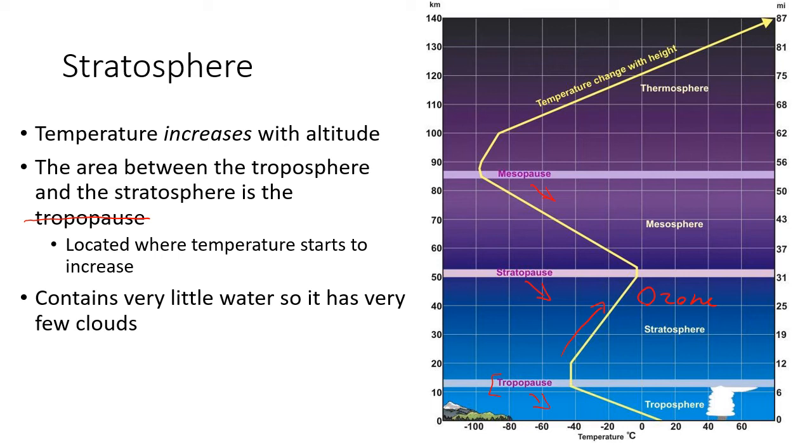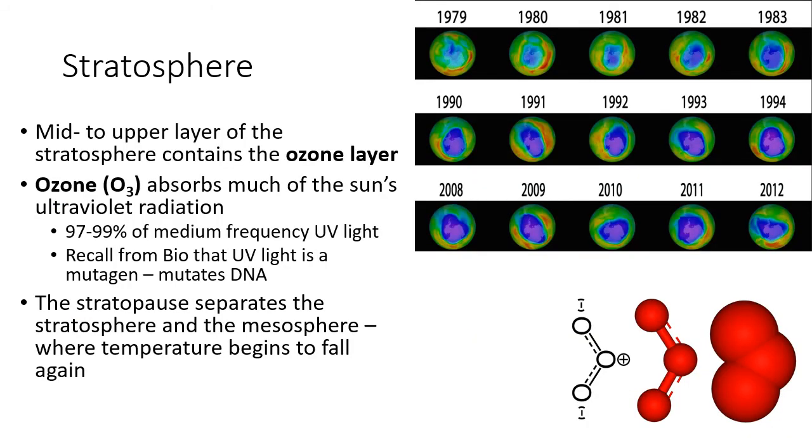There is a little bit of water in the stratosphere. There's going to be a small amount of clouds, very high clouds that are not rain-forming clouds, but very few clouds, very little water, but some. For this class, the most important thing about the stratosphere is the ozone layer. So in the mid to upper portions of it is the ozone layer. And the ozone just separates out based on density, and that's where it separates out to.